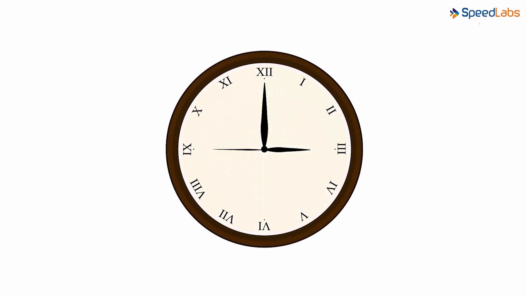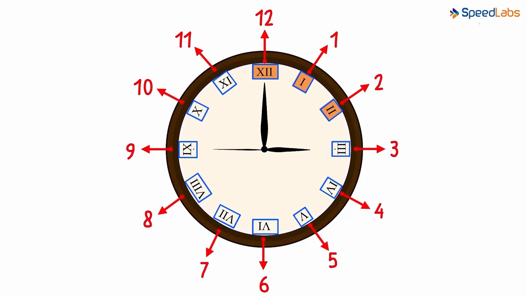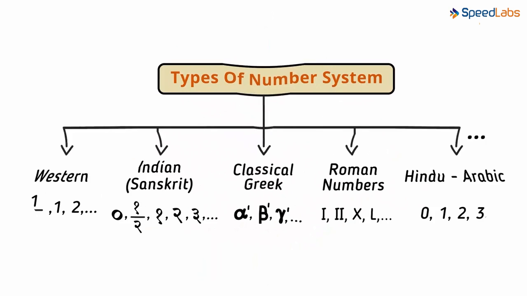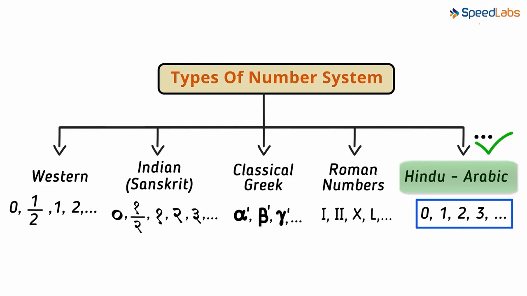Look at this clock. We have letters in it to represent numbers. This is for 12, this is for 1, this is for 2, and so on. Yes, there are different number systems which use different symbols for expressing numbers. We commonly use the Hindu-Arabic numeral system. In this system, digits are used to represent the numbers.